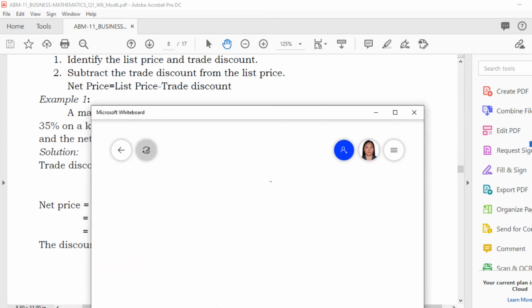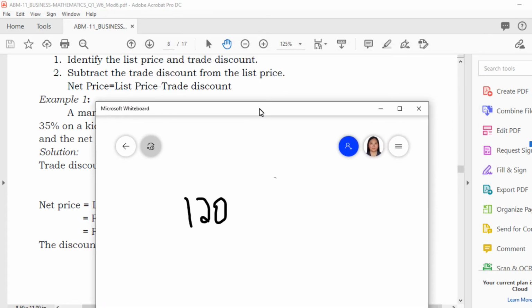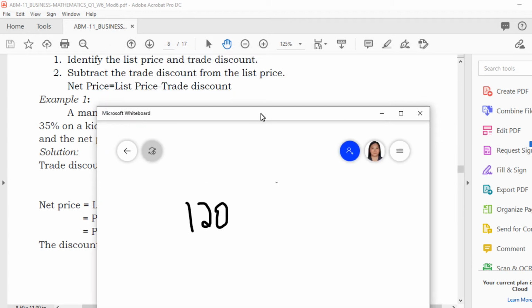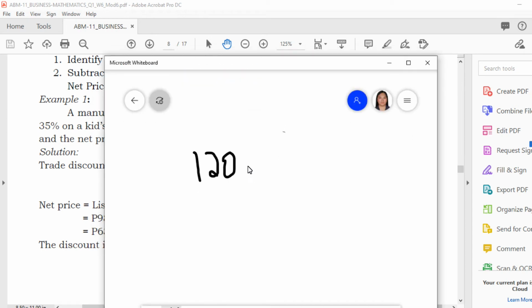Okay. So, paano yan? For example, meron kang 120 na list price. Ngayon, paano mo kukunin yung net price? Pag sinabing net price, kung magkano magiging presyo niya na babayaran mo. So, ngayon, ang trade discount niya, kunwari, ay 5 pesos. So, ang magiging net price niya ay 115. So, ganun lang kung amount niya ay peso. Kung naman percentage, pwede ma-compute direct na.